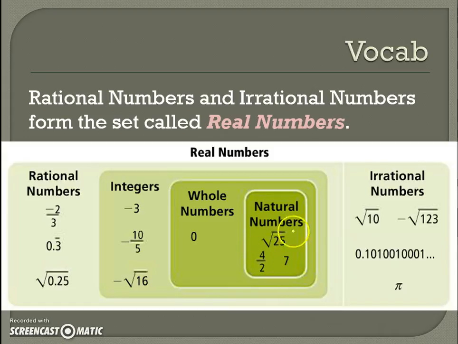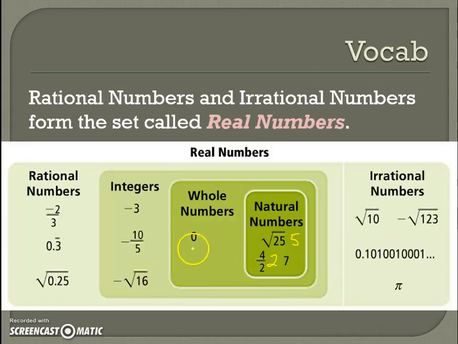So the natural numbers, 1, 2, 3, and so on. Notice that this is included, and you may have thought, well, there's a radical. How can that be? Well, radical 25 would simplify to 5. So that makes it a natural number. 4 over 2 would simplify to 2. So that makes it a natural number.